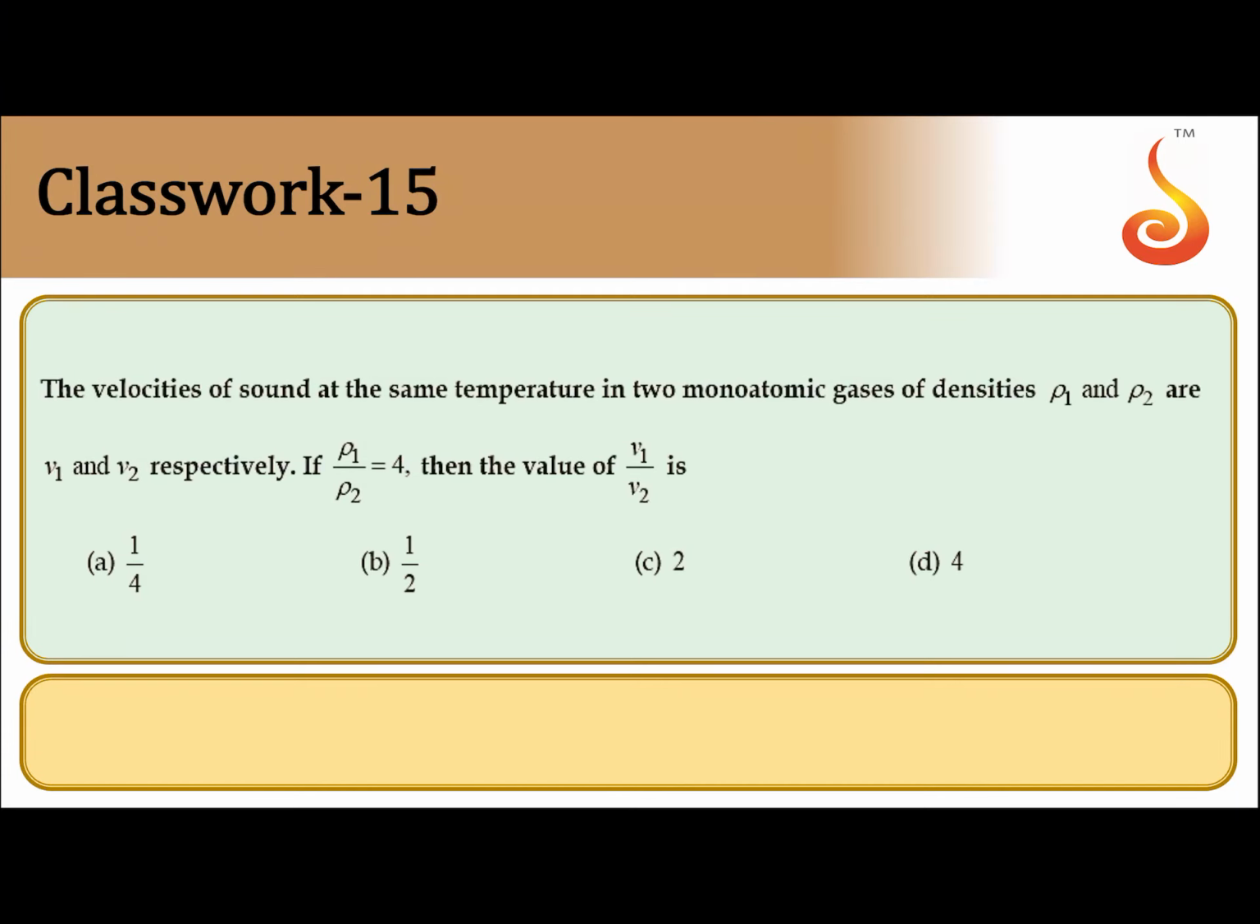The velocities of sound at the same temperature in two monatomic gases of densities ρ1 and ρ2 are V1 and V2 respectively. If ρ1 divided by ρ2 is 4, then the value of V1 divided by V2 is.